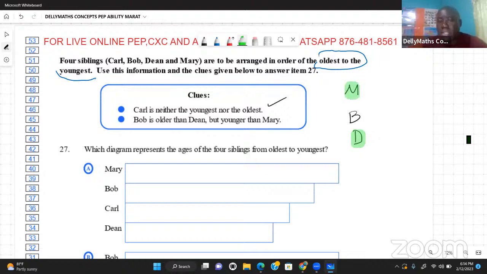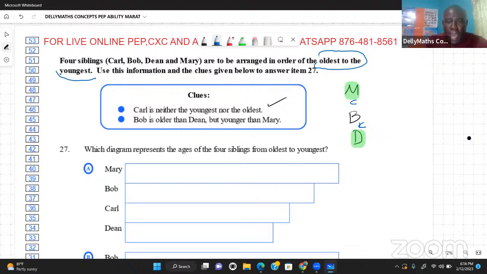Matter of fact, Mary is at the top right now because Mary is older than Bob. And we got information that Carl is not at the top and Carl is not at the bottom, right? So Carl is neither the youngest nor the oldest. So we're suggesting that Carl can only come here, or Carl can come here, right?